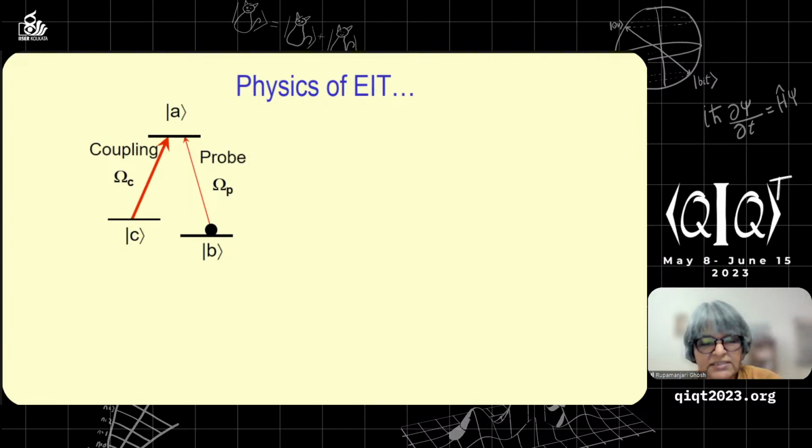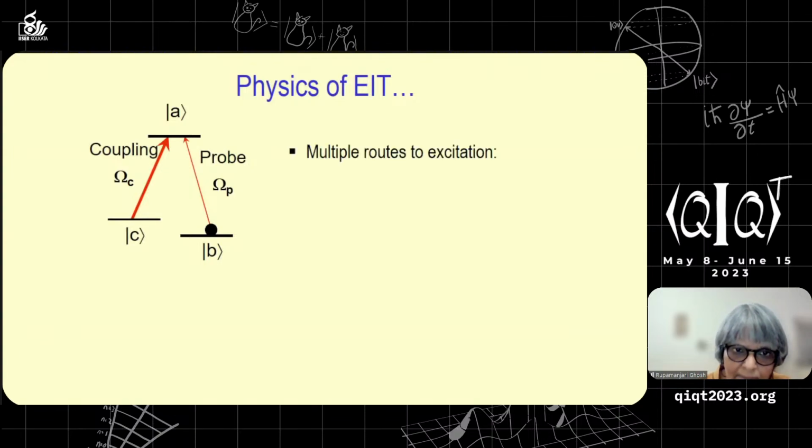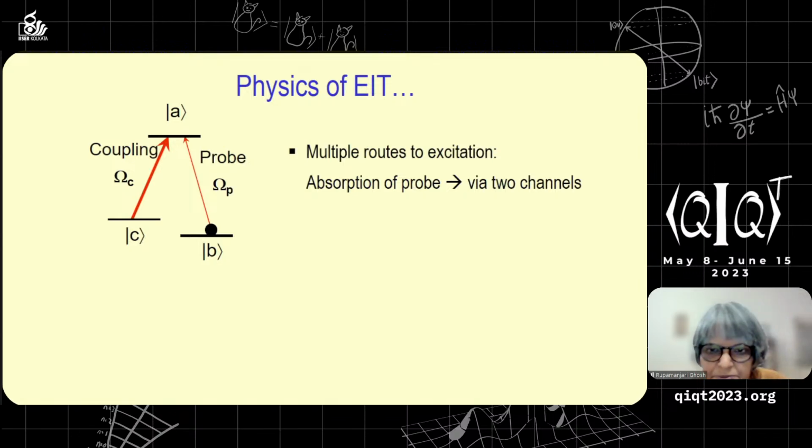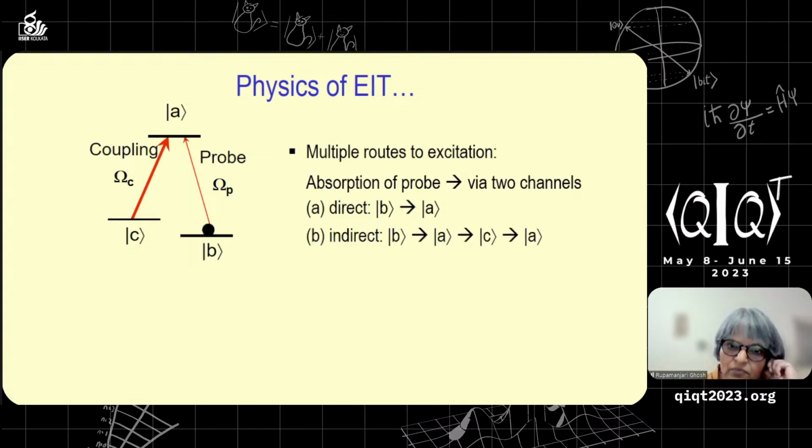So the probe laser that I showed as omega naught, under resonance condition, would actually help lift the population up there. But now you have a very strong coupling laser on the third level, on the second arm of this lambda. So the population, which is shown like a blob, it's just a cartoon, don't take it literally, has multiple routes of excitation. So absorption of the probe can be via two channels. One is a direct one, that it goes from lower level B to upper level A, and an indirect one mediated by the coupling laser, which is B to A to C to A.